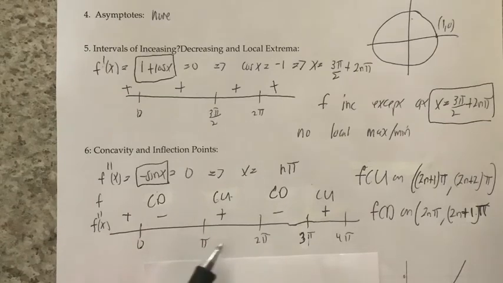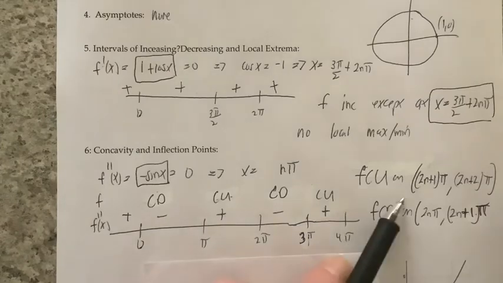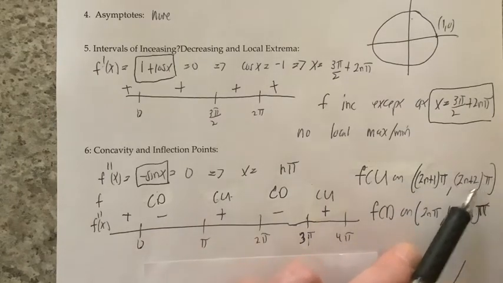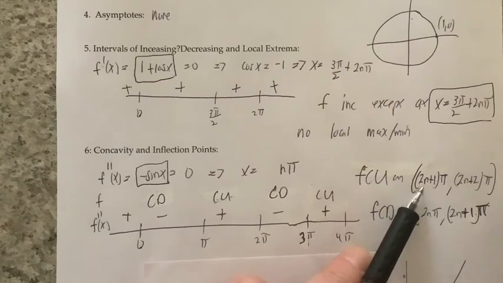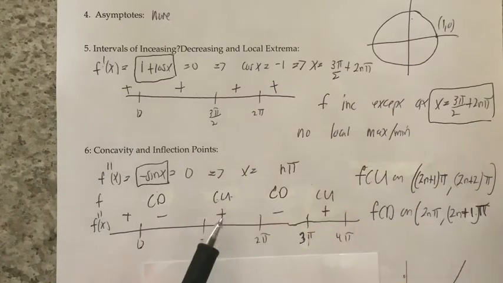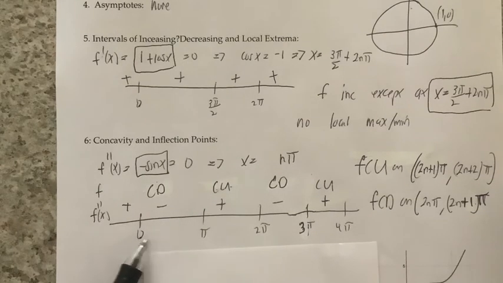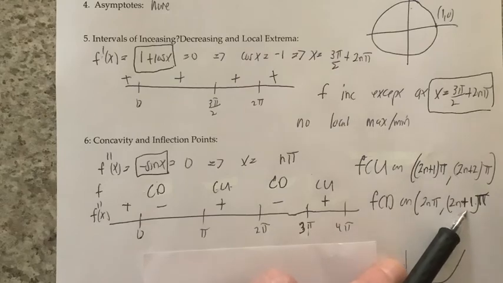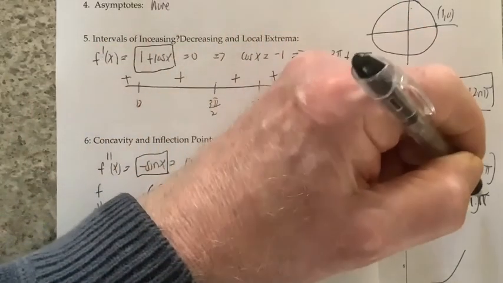So how would you write that down? If it starts on an odd pi and then goes to an even, you could say all possible 2n plus 1 pi's to 2n plus 2 pi's, where n can be any integer. So this would take care of all the places where it's concave up. All the places where it's concave down would be all the even pi's, and then the next one over would be an odd pi. So that's how you could write it.